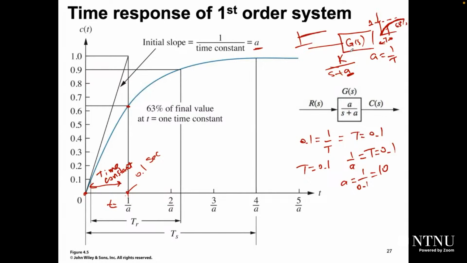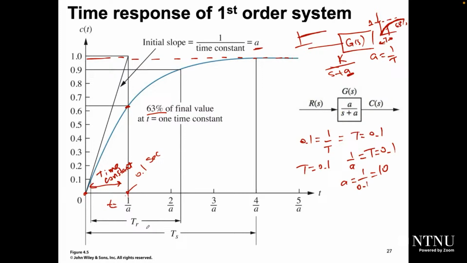So the most important thing here is the time constant. And the time constant is the time which the system needs to reach 63% of its final value. So just plot the response of your system. But the most important thing is that you are able to reach this point, right? So this will be my time constant.